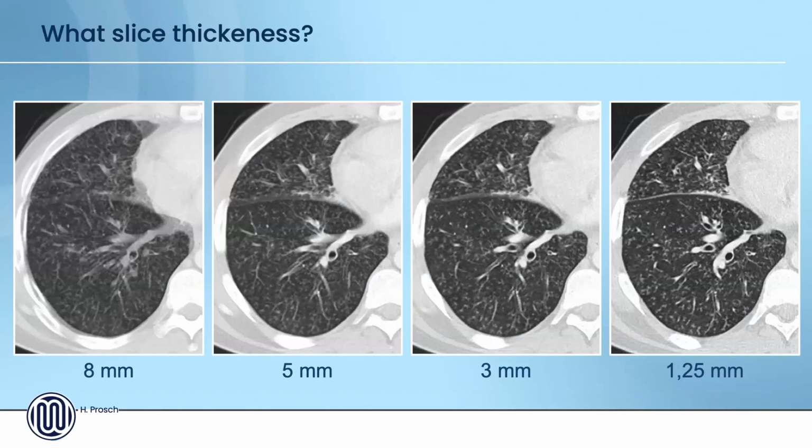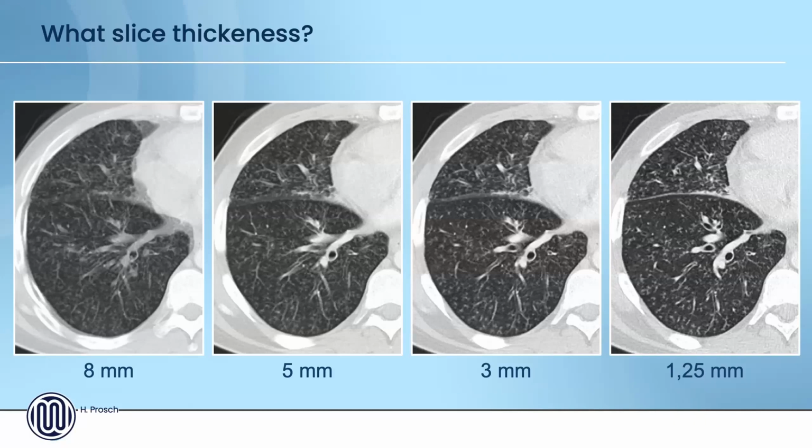So why do we need HRCT in the first place? This is a series of images taken from the same patient. These are just reconstructions at a different slice thickness, ranging from 8 millimeters down to 1.25 millimeters. As you can see, with the thick slices on the left side with the 8 millimeters, you appreciate that there is something going on in the lung parenchyma, but it's really hard, if not impossible, to delineate the anatomical structures which are involved and to describe these findings appropriately.